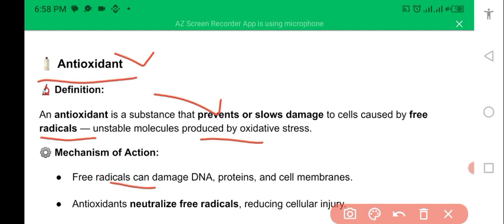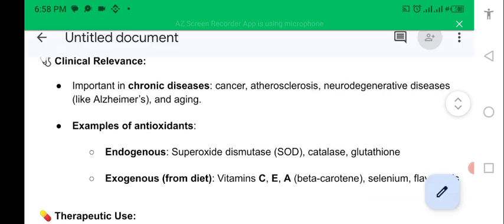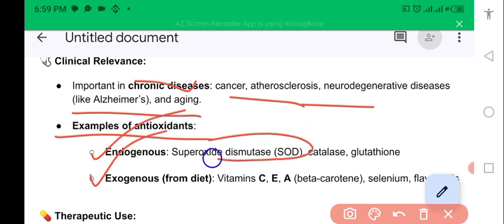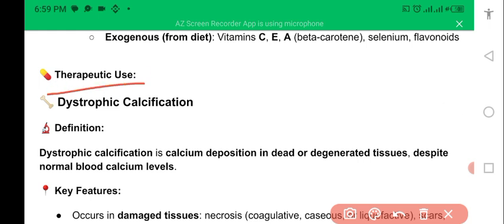Mechanism of action: free radicals damage DNA, protein, and cell membrane, so antioxidants neutralize those free radicals, reducing cell injury. Clinical features: patients with chronic cancer, atherosclerosis, neurodegenerative disease like Alzheimer's disease, and aging can have a vital impact on the production of antioxidants. There are two types: endogenous and exogenous antioxidants. Endogenous, like superoxide dismutase, and exogenous, like vitamin C, E, and A.